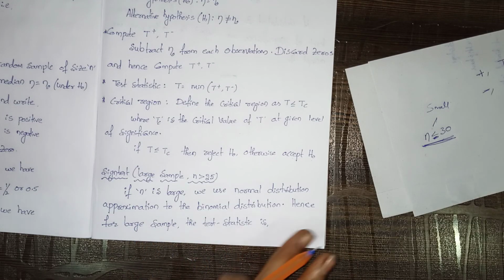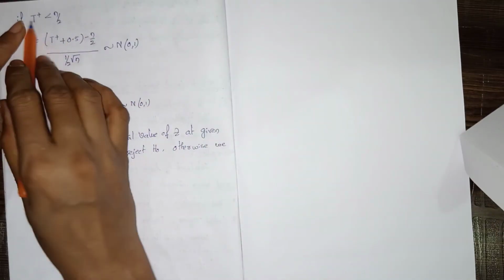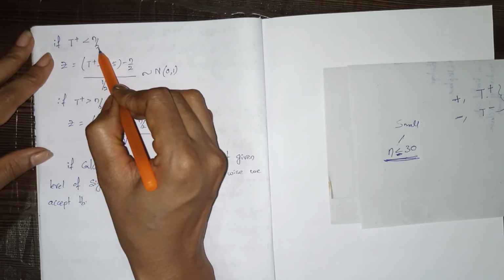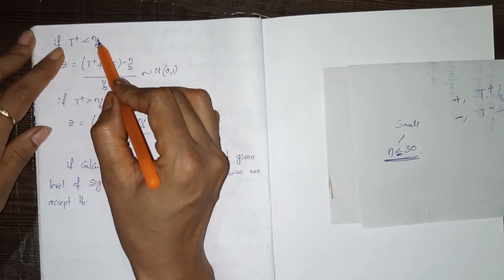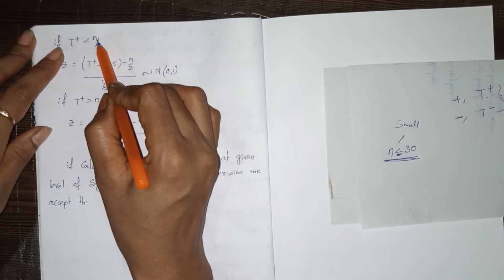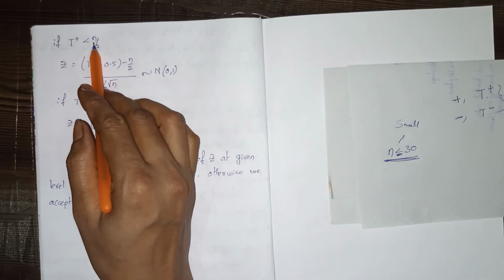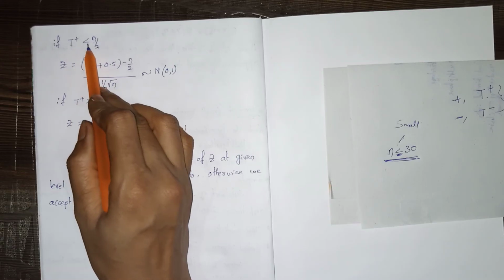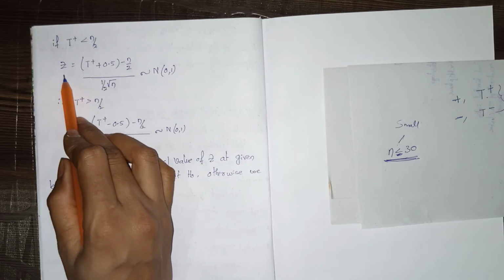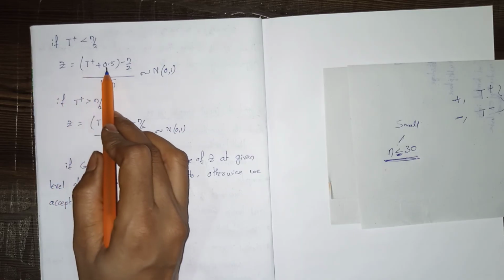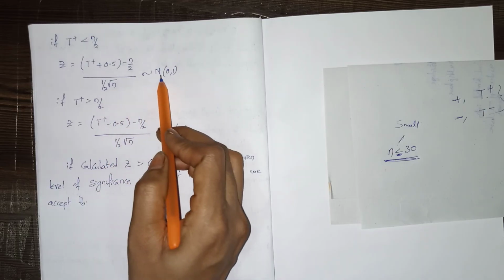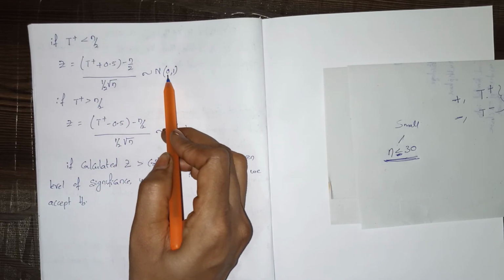Hence for the large sample, the test statistic formula is as follows. If the number of positive signs is less than n/2, where n is the number of plus signs plus the number of minus signs after eliminating 0, that is, the sample size, then z = (T+ + 0.5 − n/2) / (1/2 × √n). As a large sample follows the normal distribution, it is denoted with z, with mean 0 and variance 1.